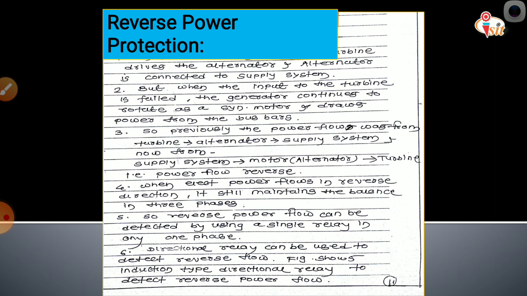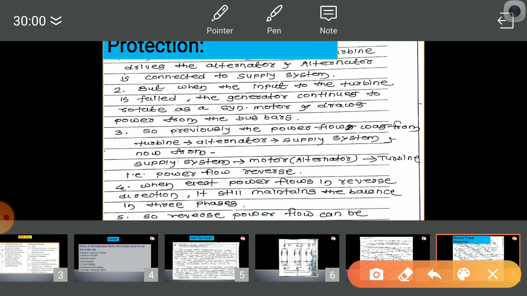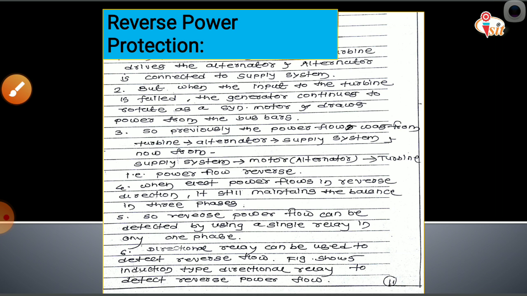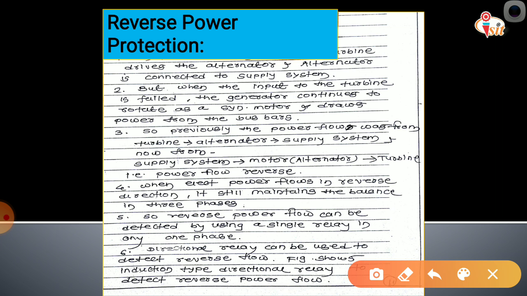म्हणजे ज्यावेळी नॉर्मल कंडिशन असेल त्यावेळी पॉवर फ्लोचा डायरेक्शन काय असेल, फर्स्ट विल बी द टर्बाईन, त्याच्यानंतर सेकंडली असेल अल्टरनेटर, अल्टरनेटर नंतर काय जाईल, सप्लाय सिस्टीमला जाईल. ज्यावेळी नॉर्मल कंडिशन्स असेल त्यावेळी टर्बाईनपासून येणार आहे अल्टरनेटर, अल्टरनेटरपासून सप्लाय सिस्टीम, हे नॉर्मल कंडिशन असेल.